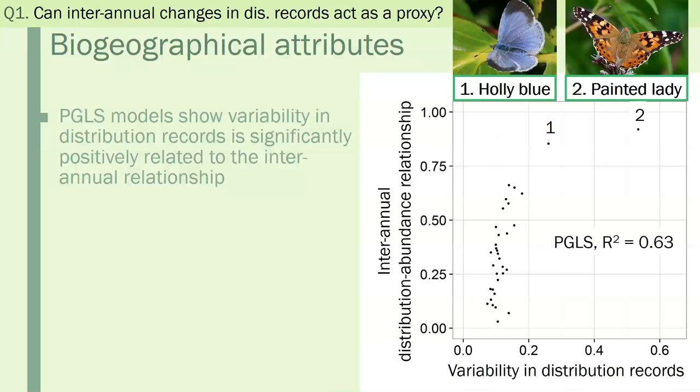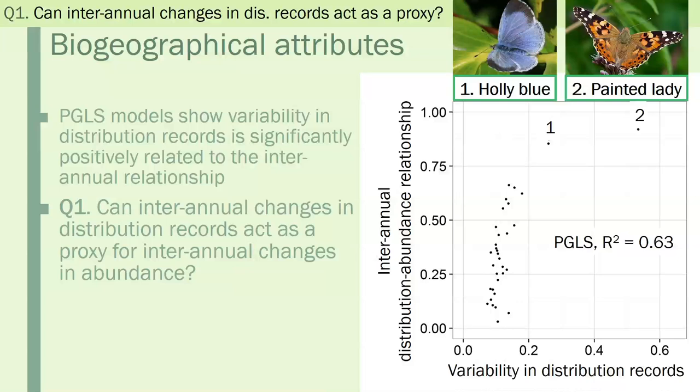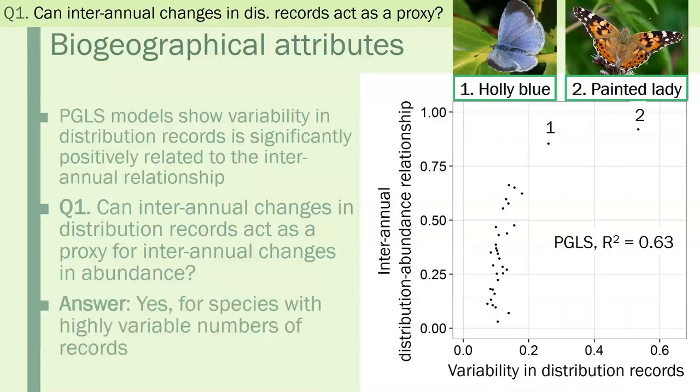But we tested all the variables together in a phylogenetically informed model, and we found that only this variable came out as significant, only this variable was affecting the relationship. And when we removed these two species, it remained positive and significant. So even though these species are above and beyond the other species, there is a relationship going on here. So the answer to question one, can interannual changes in distribution records act as a proxy for interannual changes in abundance? The answer appears to be yes, but for these certain species that show these particular characteristics of being highly variable in their population.